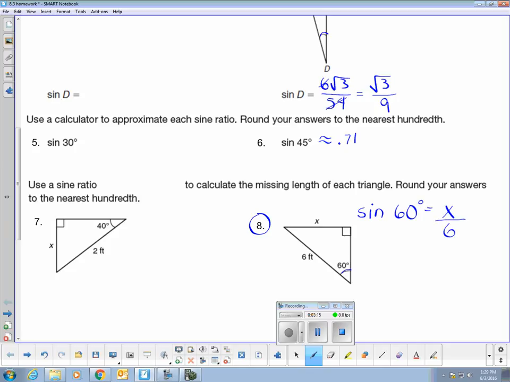Now I chose to use the sine function because they did tell me these two sides, and unfortunately I can't use tangent because tangent only works when I know the opposite side and the adjacent side. So because I knew the opposite side and the hypotenuse, this time I'm going to use sine. But I solve these the same way as I solved the previous equations. I'm going to cross multiply.